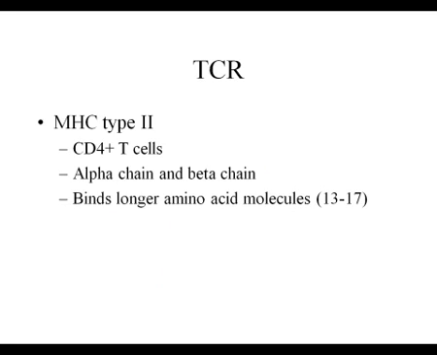So MHC type 2 binds to CD4 positive T cells. It's made of an alpha chain and a beta chain. The beta chain is distinct and different from the beta 2 microglobulin. Both of these chains are encoded on MHC. And this binds to longer, less well-packaged amino acid molecules, more like 13 to 17 amino acids in length.